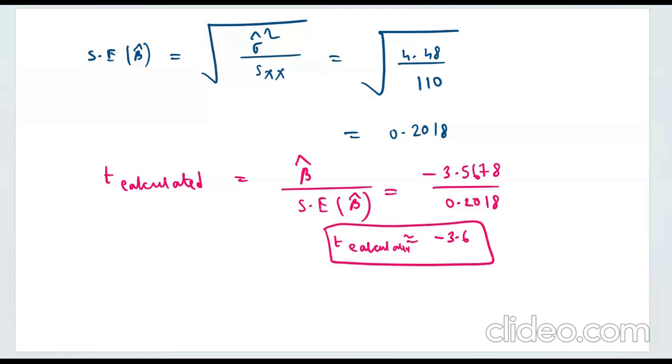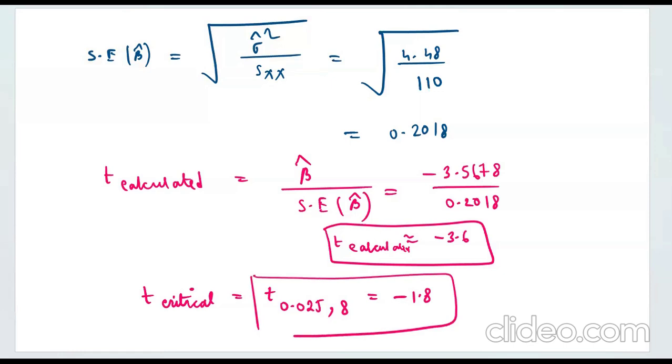Now from the T table in the statistics books, you have to find the T critical value. T critical value is nothing but T alpha by 2. Alpha is 0.05, so alpha by 2 is 0.025, with n minus 2, which is 8, right? This will come out to be minus 1.8 if you see from the statistics books.